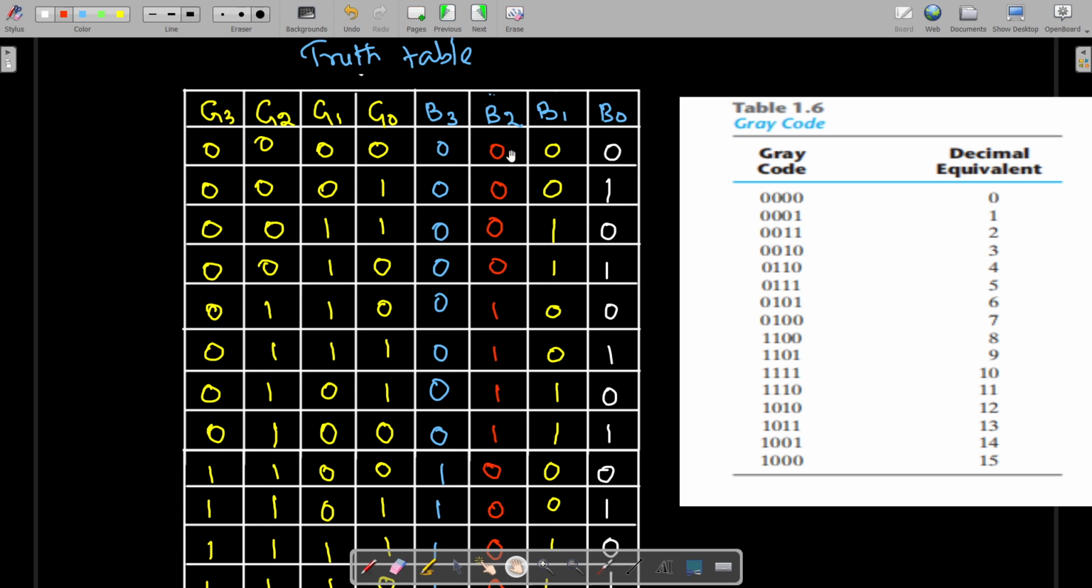0 is equivalent to 0000, 1 is 0001, 2 is 0010, then 3 is 0011. Like that we have placed all these values. You know very well; if you don't, you can refer to my previous videos on how to write the binary equivalent of a decimal. In three ways you can convert a decimal value into binary.